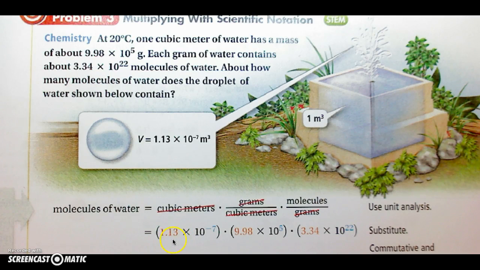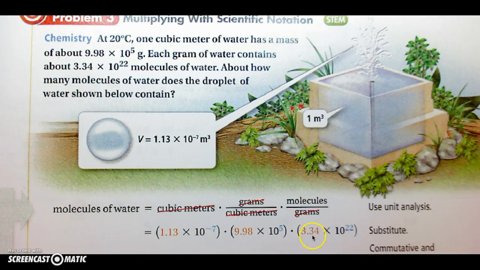So here we take a look and see why we're doing this. If we come back here, 1 droplet in cubic meters is 1.13 times 10 to the negative 7. And then the next one is where we canceled out the cubic meters and we're changing it over to grams. And they tell us right here that the mass is about this many grams, and they're saying 1 cubic meter of water. So the cubic meter of water is down here, and we're multiplying that by 9.98 times 10 to the 5th power. That's our grams on the top. So there's a 1 underneath here, but we can see those got canceled out.